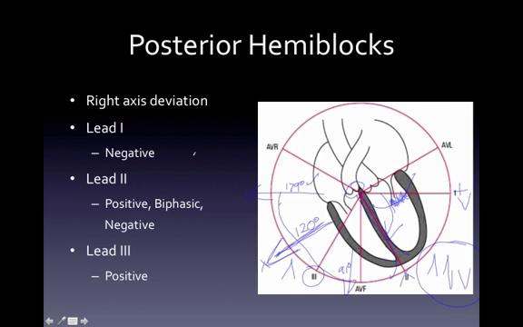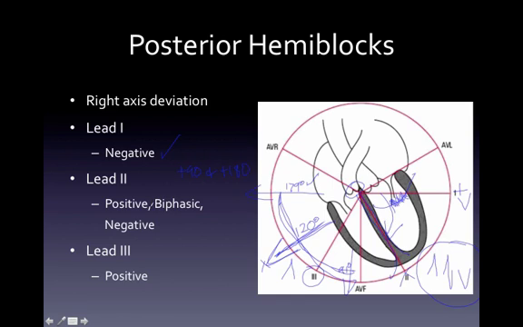So whenever we're looking at this, presentation is going to be somewhere between positive 90 and positive 180, this quadrant. Our presentation on direction, lead 1 is going to be negative.